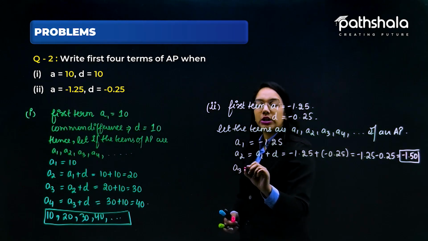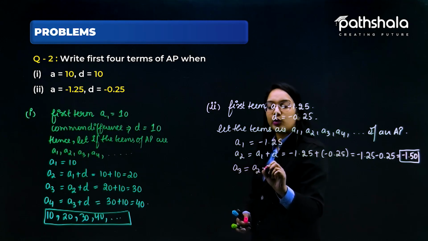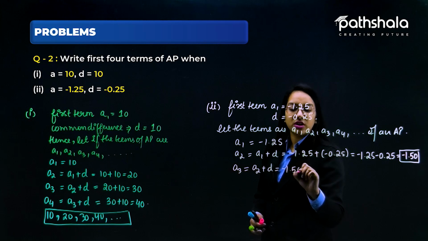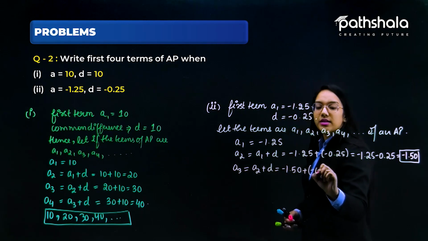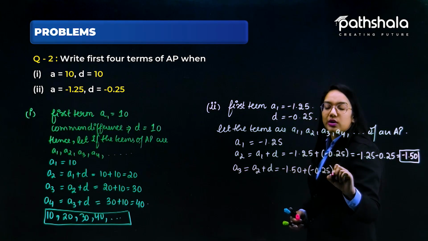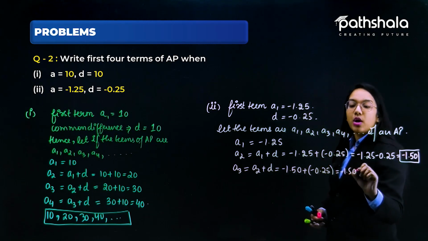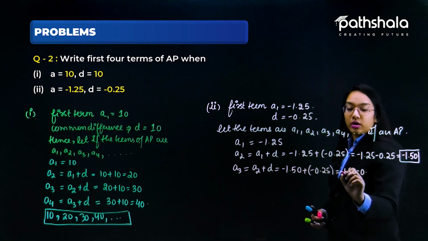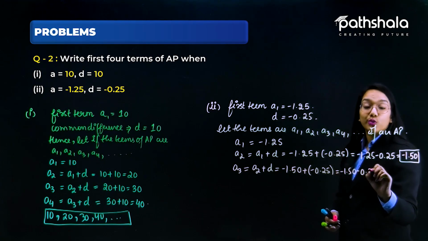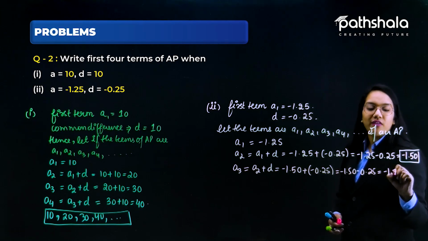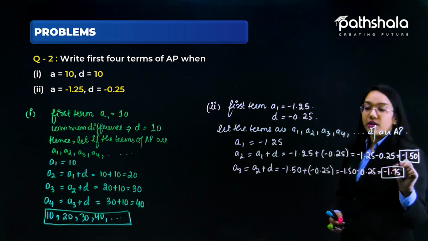Now we'll talk about the third term. The third term would be a2 plus d. The value of a2 is minus 1.50, plus minus 0.25. So let's add up these 2 terms. We get minus 1.50 minus 0.25, so we are adding the terms. This is minus 1.75, which is our third term.